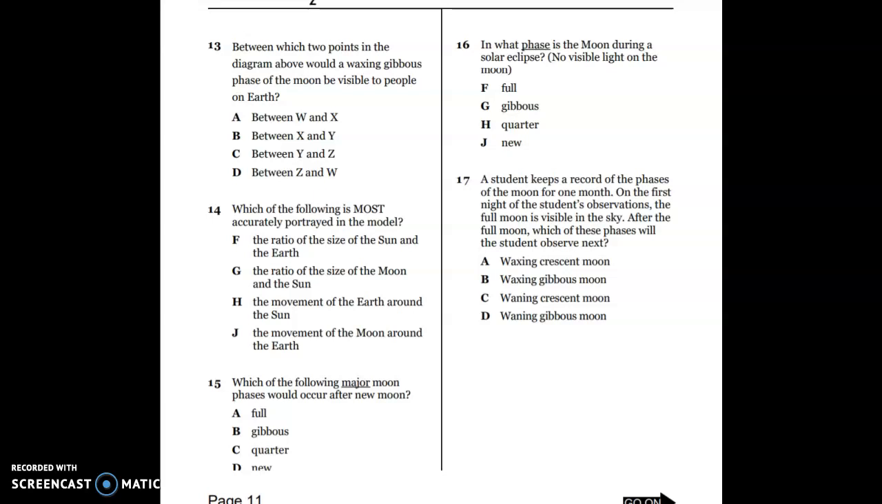Number 17. A student keeps a record of the phases of the moon for 1 month. On the first night of the student's observations, the full moon is visible in the sky. After the full moon, which of these phases will the student observe next? Waxing crescent moon, waxing gibbous moon, waning crescent moon, waning gibbous moon.